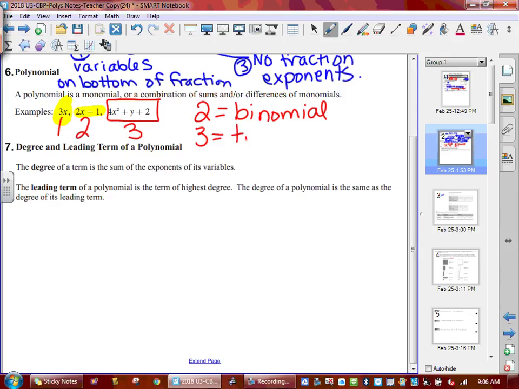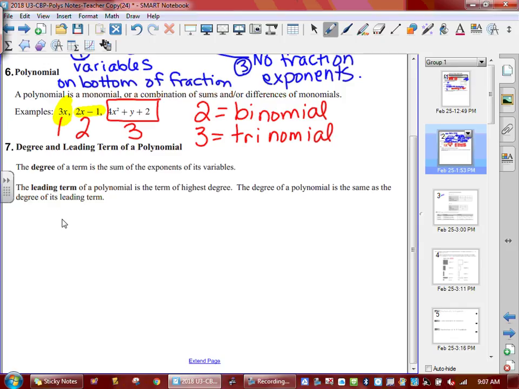So we have 3 specific names. We have monomials, 1 term, binomials, and trinomials. Okay? And polynomials are made up of a whole bunch of monomials added and subtracted together. That's all they are. So if we have any big long sentence that has a whole bunch of terms in it, if it's got any more than 3 terms, we just call it a polynomial.